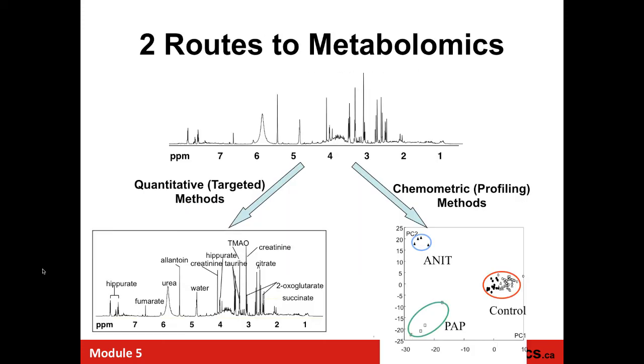Biological replicates help give you the numbers to get some statistical assurance, to get good p-values, to address the issues of false discovery. As we talked about yesterday, there are basically two routes for metabolomics. There's the targeted approach, and then there's the non-targeted or chemometric or profiling approach. And again, we went through both techniques yesterday, where we did targeted GC-MS, we did targeted NMR, and then we did untargeted LC-MS.